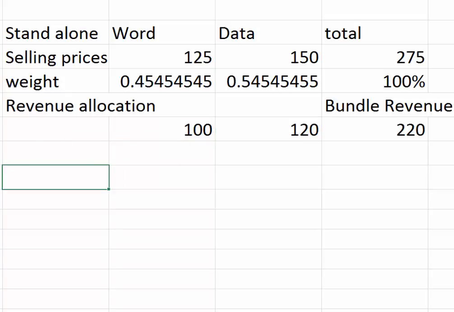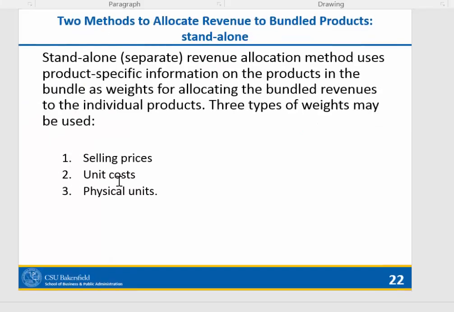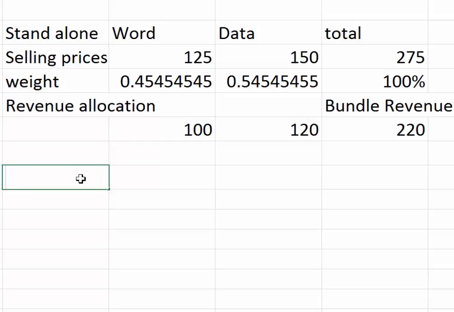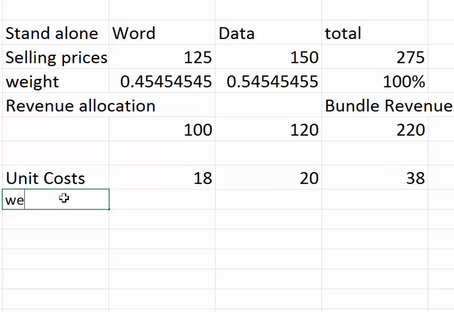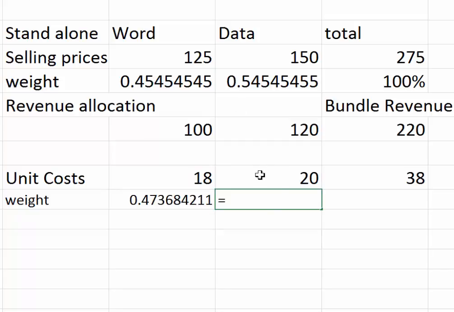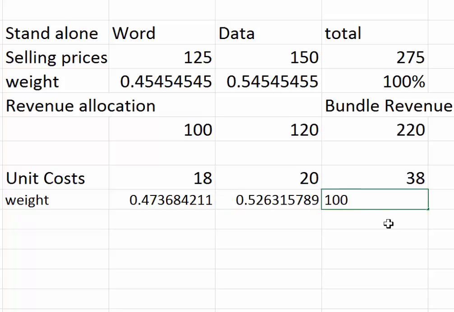Next I want to take a look at a different weight. Let's assume that we're using the unit cost. For the unit cost, we do have the data: for the Word Master it's 18, for the Data Master it's 20. So I'm going to put 18 and 20 there. Together we're looking at 38. So the weight will be 18 divided by 38, and for this one, it's going to be 20 divided by 38. If we add them together, that's how you get 100%.